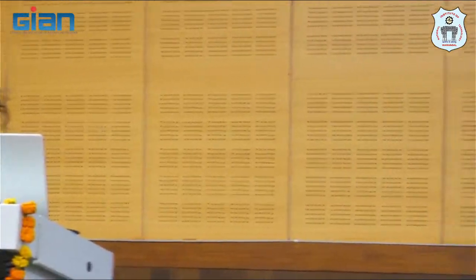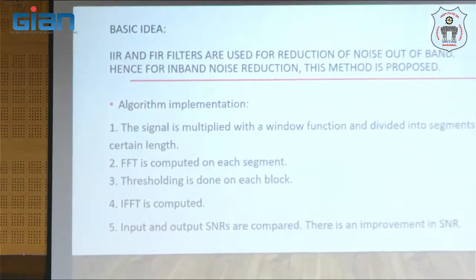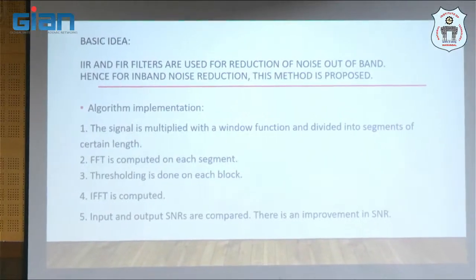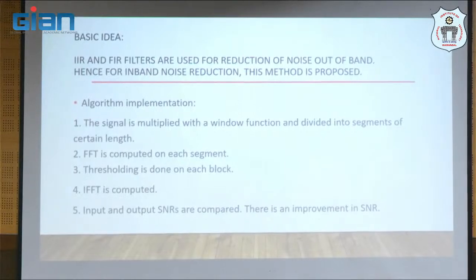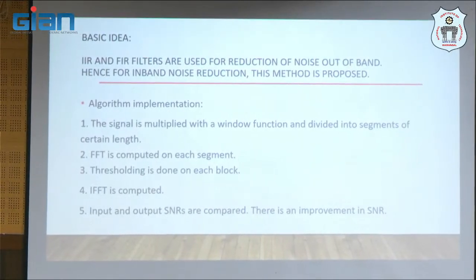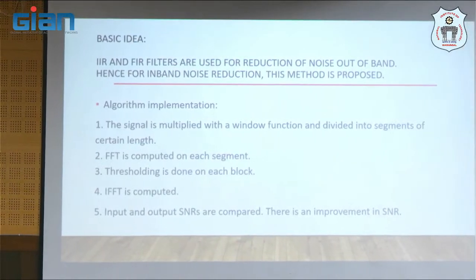My topic is reduction of in-band noise using S-transform. The S-transform is a special case of STFT, the short-time Fourier transform. The basic idea is that we use IIR and FIR filters to reduce out-of-band noise. Suppose our desired band is from 20 to 22 kilohertz or 30 kilohertz; to reduce the out-of-band noise we use these kinds of filters, but to reduce the noise in our desired band, this algorithm is implemented.